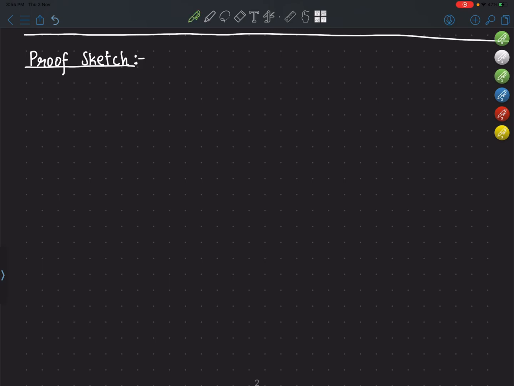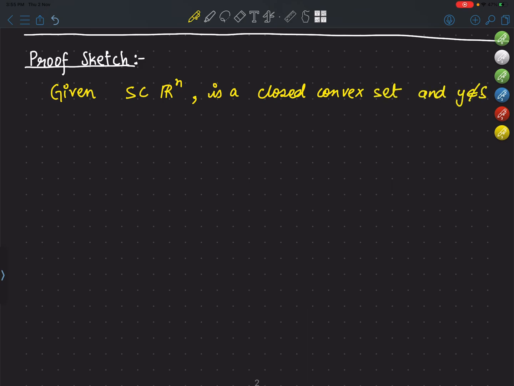So let's assume what is given to us. Given S is a subset of Rn, a closed convex set, and y does not belong to S. So we are given a closed convex set S and a point which does not belong to the set.